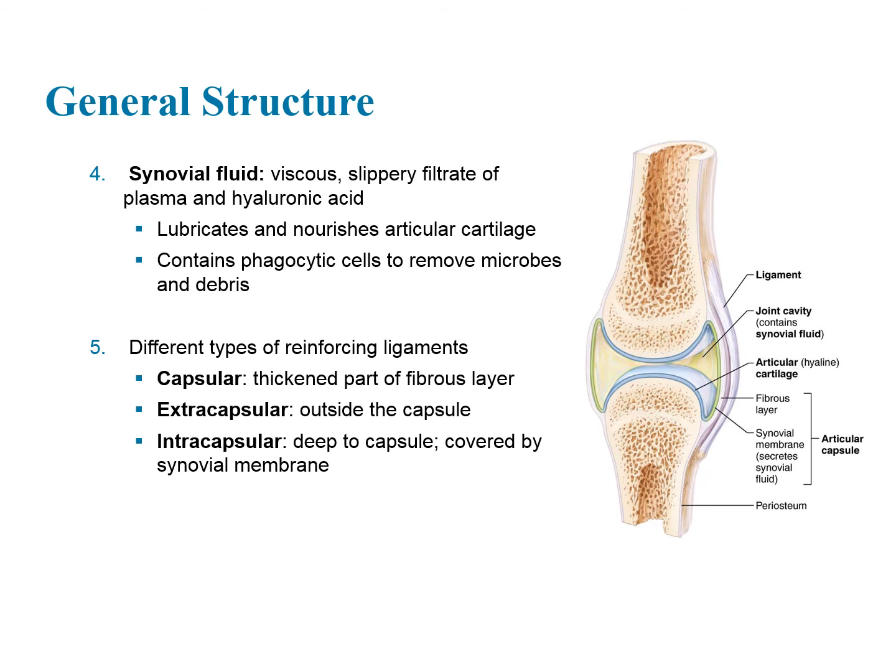One of the other important features of your synovial joints is that they have reinforcing ligaments. There are three main ligaments that you should be familiar with. You have the capsular, which is just a thickened portion of the fibrous layer of that articular capsule that we were talking about. You have the extracapsular, so these are ligaments that are outside of the articular capsule. And then you have the intracapsular. They are deep to the capsule and they're covered by synovial membrane.